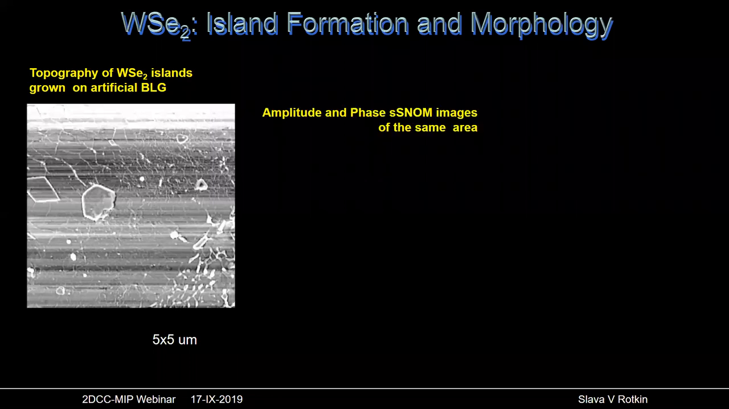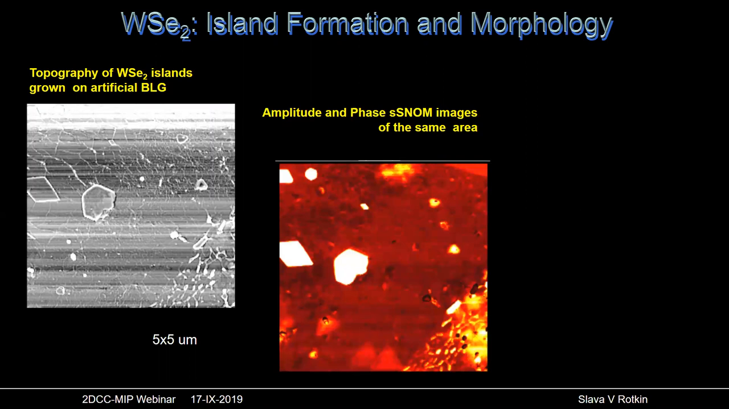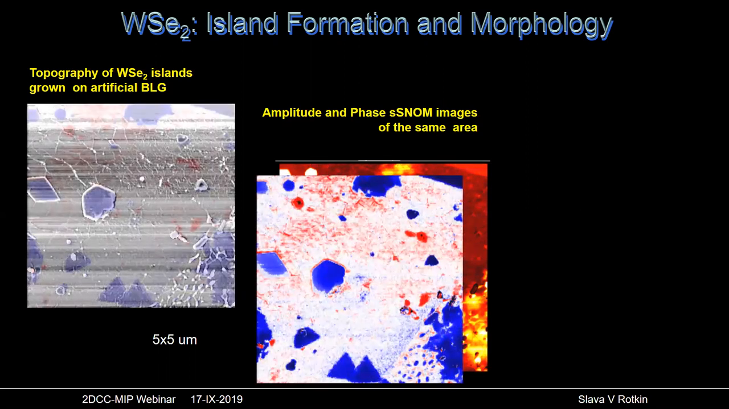So when you do amplitude and phase sSNOM microscopy of the same area, already the amplitude shows some nice triangular islands in this area, not resolvable with the AFM itself. And then the phase shows much better contrast. So it appears that there is a lot of tungsten selenide in this area. Here the AFM image is overlaid with the phase contrast, and there are a few more islands here and there.